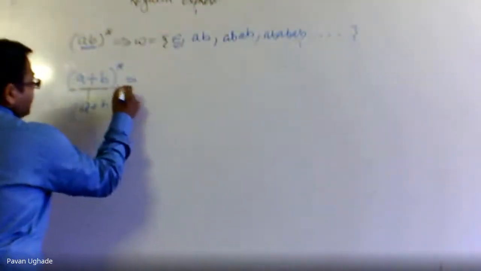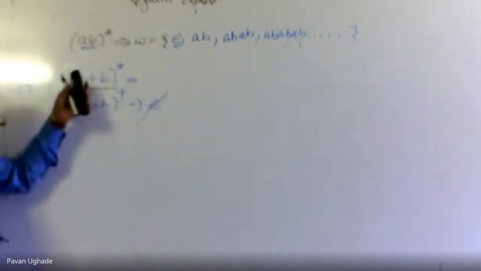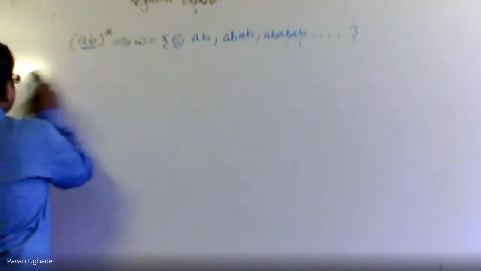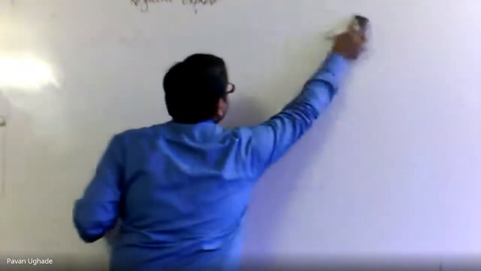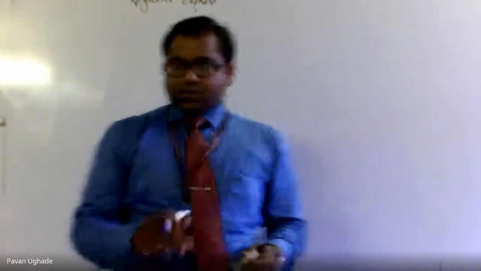In the same fashion, you can understand A plus B the positive closure also. Here, epsilon will not be there. Other than that, everything is the same. Now let me take directly the problems.